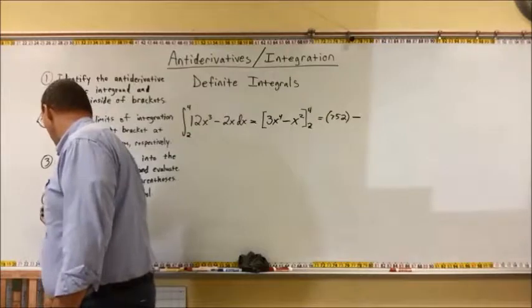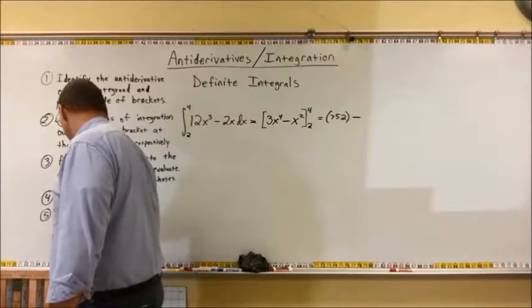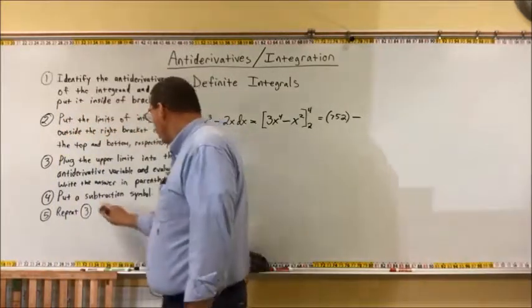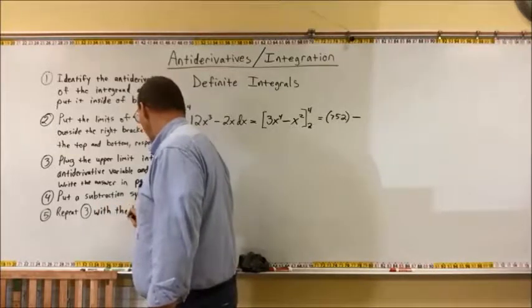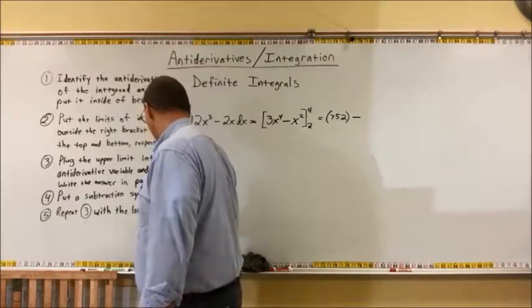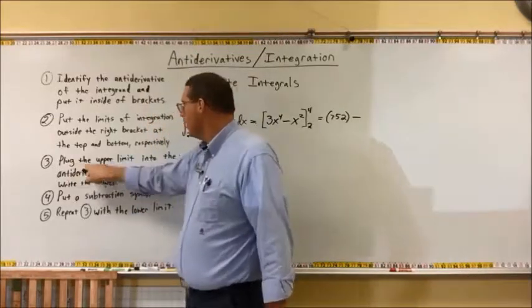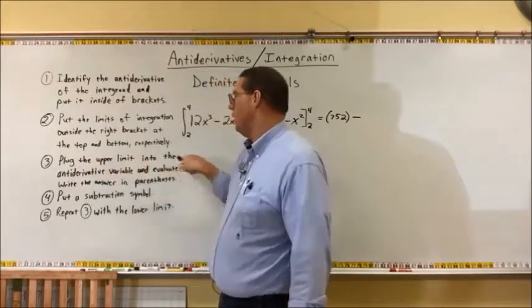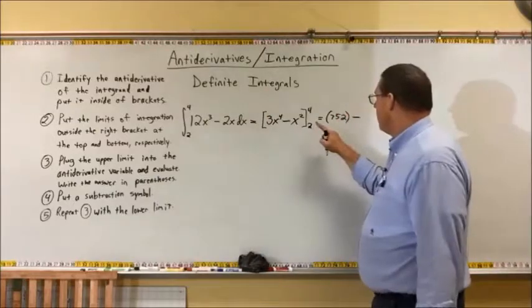Step 5, repeat step 3 with the lower limit. What I mean is, go back to step 3. Instead of plugging the upper limit into the antiderivative variable, now we're going to plug the lower limit into the antiderivative variable and evaluate. So, plug a 2 in.